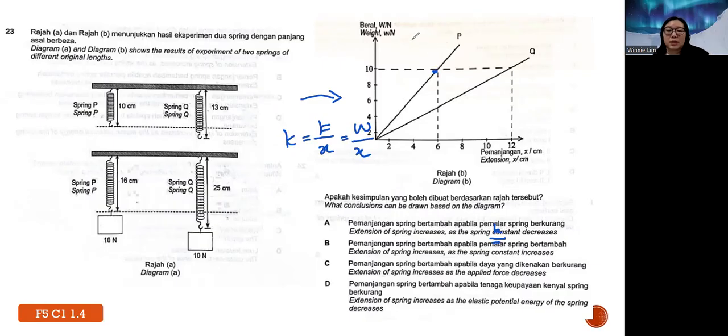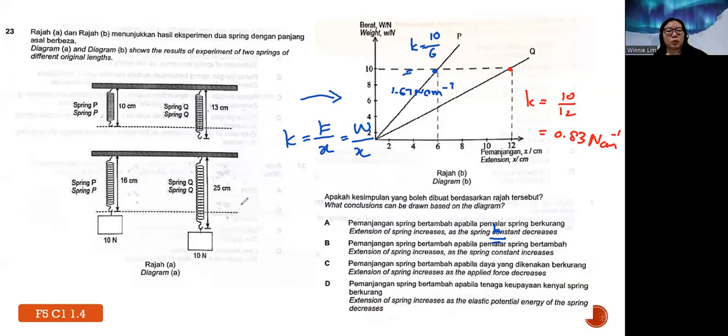For example, for P, what is your spring constant? Your spring constant is 10 divided by 6. Then you get 1.67 Newton per cm. Then for this other spring Q, the K will be what? 10 divided by 12. Then you get 0.83 Newton per cm. So of course, you see which spring extends more.